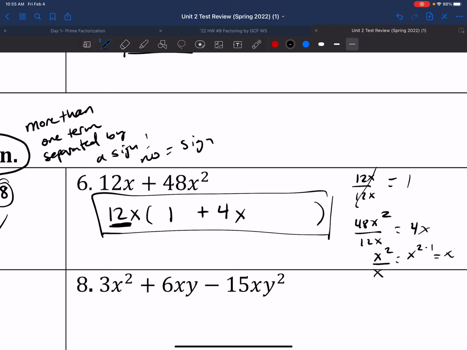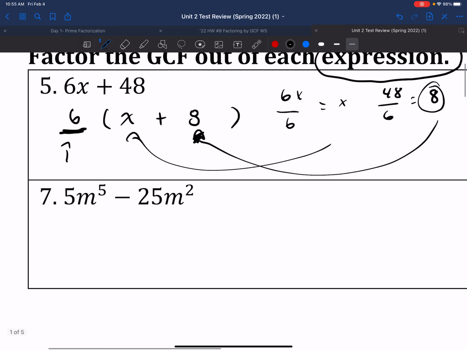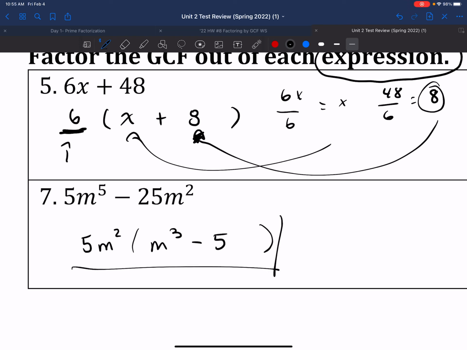Okay. Let's go ahead and do number 7. I'm going to go a little faster. I can see that the greatest common factor is 5, and they both carry an m, and the lowest exponent is a square. So then I'm left with m cubed minus 5, and this is my answer.